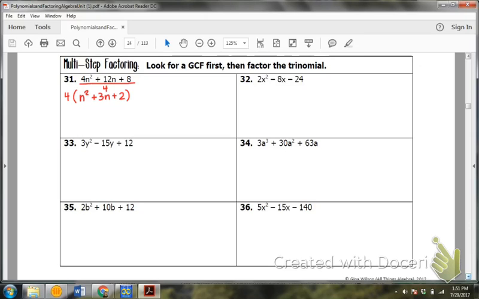Now what's the coefficient of your n squared term? What's the number in front of n squared now? There's really a 1 right there now, right? And now it becomes a problem like we've just been doing, okay? So we're going to forget about the 4 for a minute. We want to see what two numbers multiply to get 2 and add to get 3. Well, there's only one thing: 1 and 2.